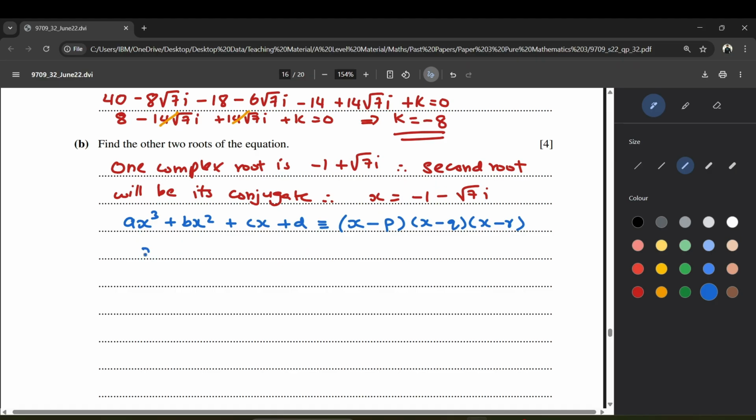So we can write it in this form, x minus, and instead of p, I can write what the first root is. That's my first bracket. Second bracket will be x minus, okay, and now I'm going to write the second root, which is minus 1 minus root 7i. I don't have to write the third one because I do not know the third one, right? All right. Now what I'm going to do here is, let us first expand. So this becomes x plus 1 minus root 7i, and this becomes x plus 1 plus root 7i.